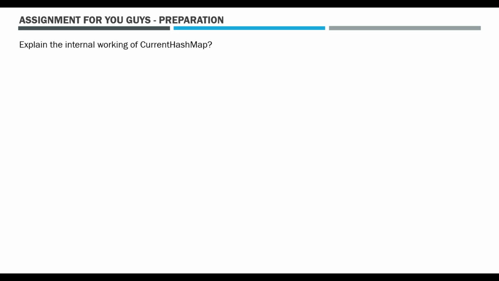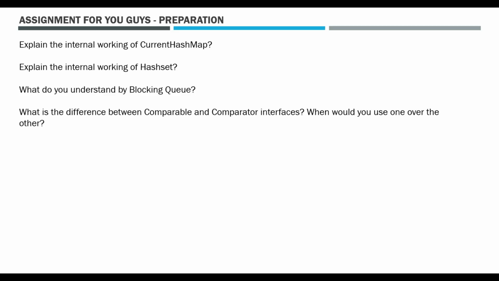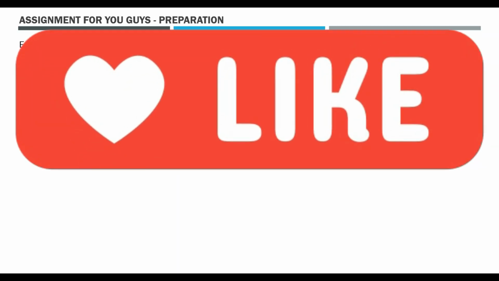Now if you look at this, the very first is: explain the internal working of ConcurrentHashMap. Similar to how the HashMap internal working was asked, you will be asked about ConcurrentHashMap, because the best alternative to a HashMap is ConcurrentHashMap, and that's also quite important for interviews. Then comes the internal working of HashSet. This is also quite important. Then: what do you understand by a BlockingQueue? We already discussed that. But what is the difference between the Comparable and Comparator interfaces, and when would you use one of them? This is quite important because you cannot be unprepared for this question.